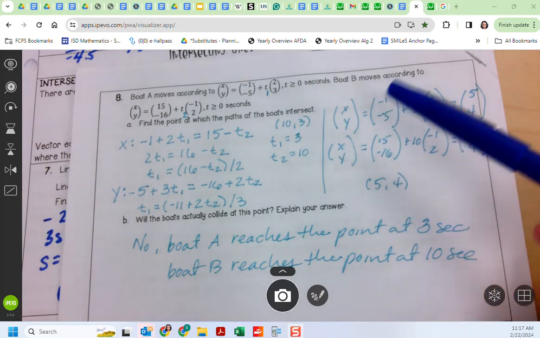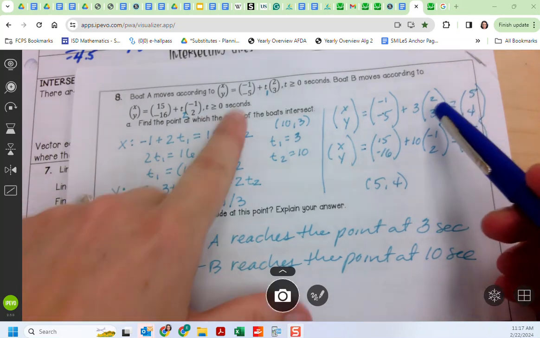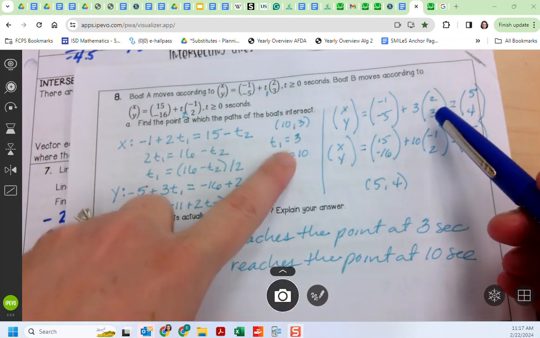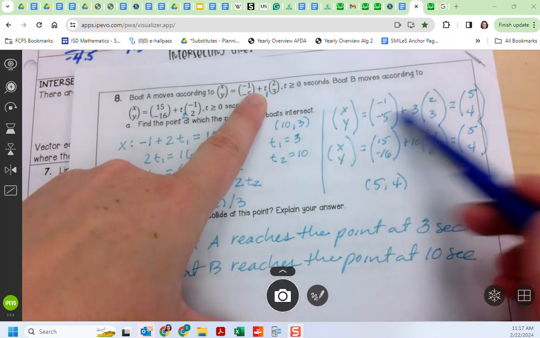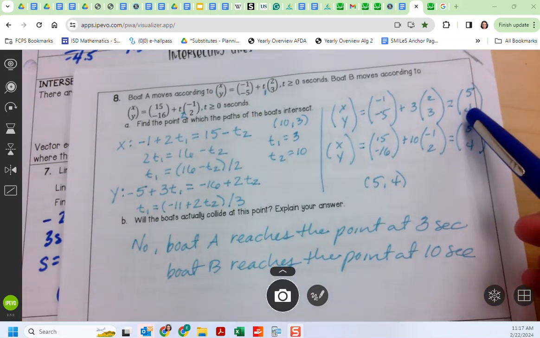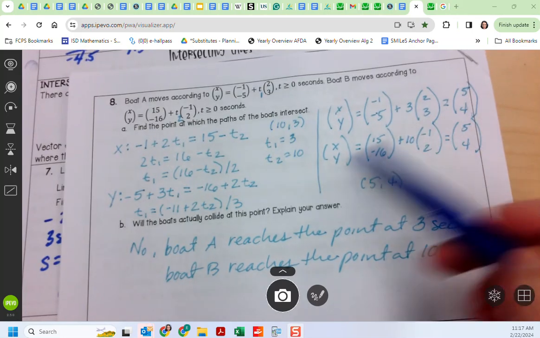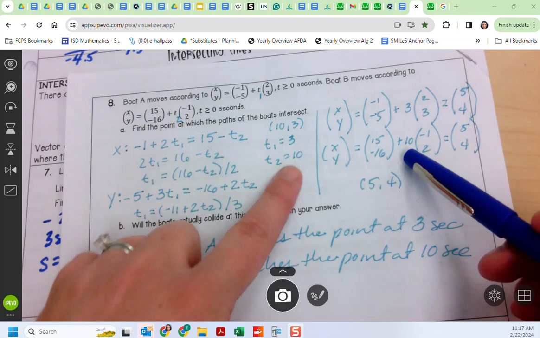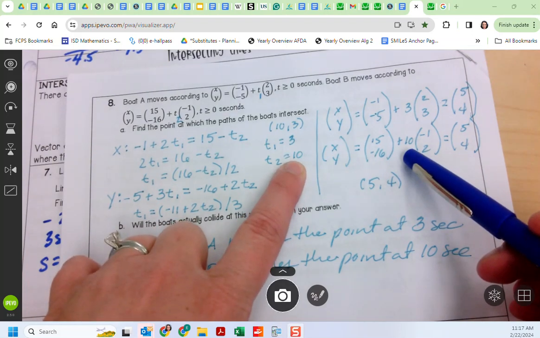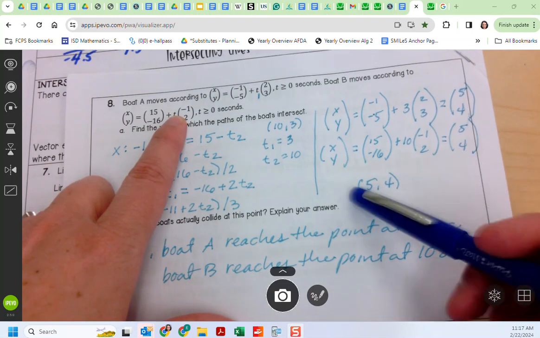So then putting that back into either equation, so I would take my first equation and I could put 3 for the t1 and I would get 5, 4. And that tells me that their paths cross at 5, 4. But just to be sure that I did it right, I can use the second equation and put 10 for t2. And I also get 5, 4. So now I'm sure I did it right.